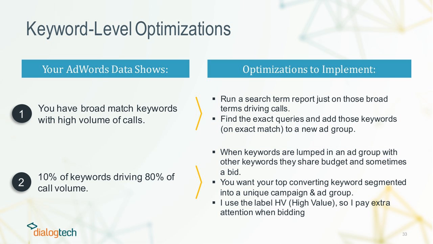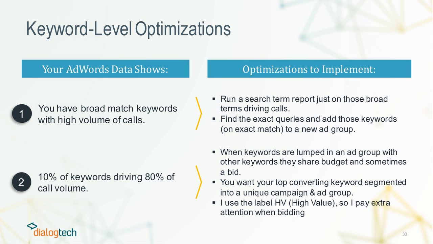So this is really where you want to run a search term report on just these few broad match terms, right? Because if a broad match term is driving a high volume of calls, that's great, but it could be a wide variety of different keywords. So you need to figure out which keywords are actually driving the call conversions, and that way you can add them on exact match. Add those keywords on exact match to a new ad group, especially if you don't have them. It's totally fine to add them to a new ad group and then build ad copy against them and make them as relevant as possible.